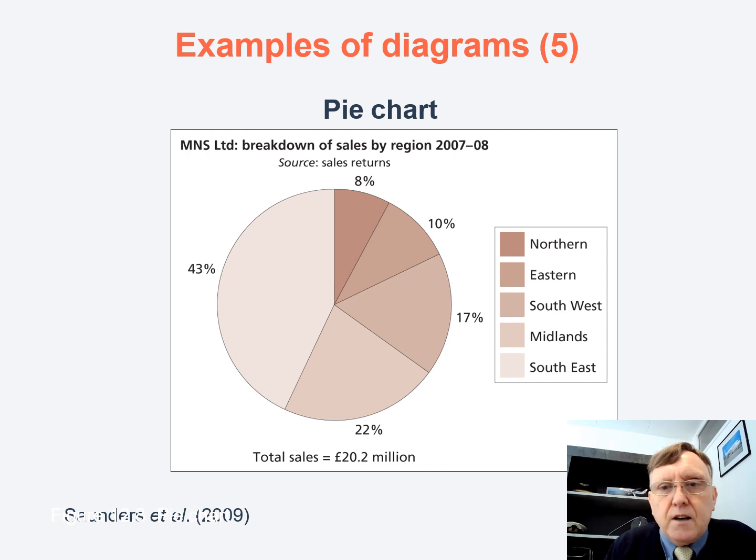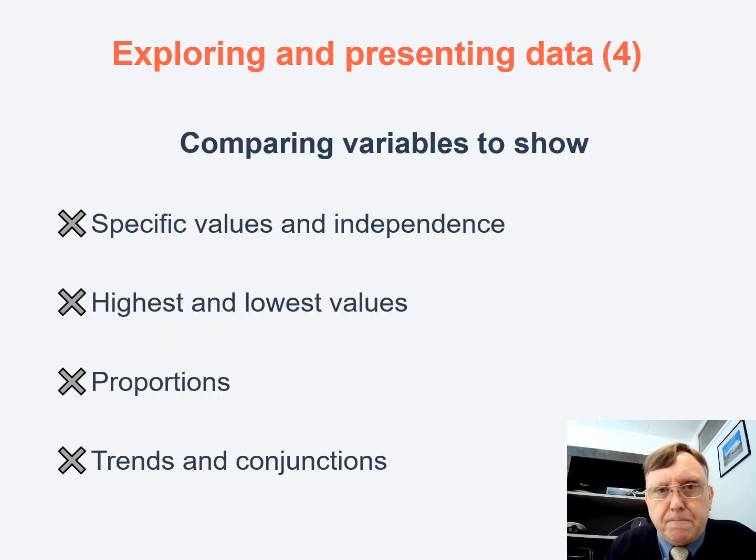So we can see here the northern area with 8, eastern area with 10, southwest with 17, Midlands with 22, and southeast 43. So clearly the winner there.